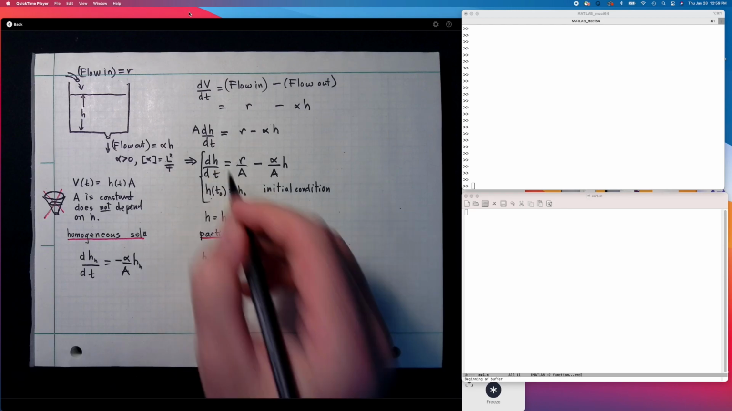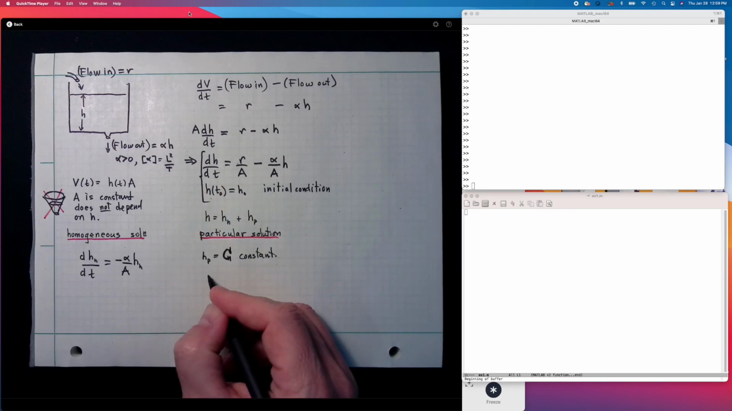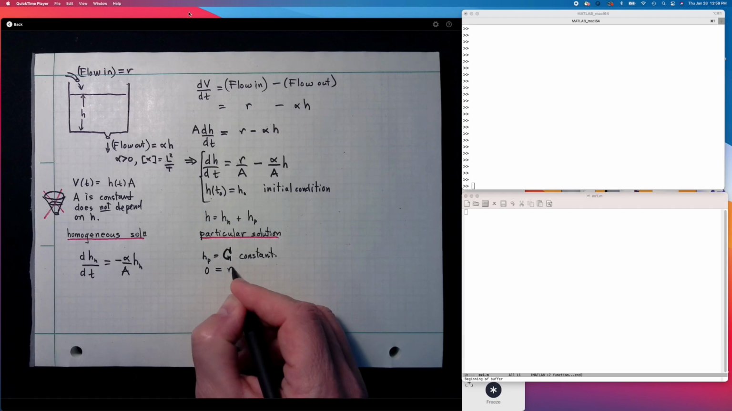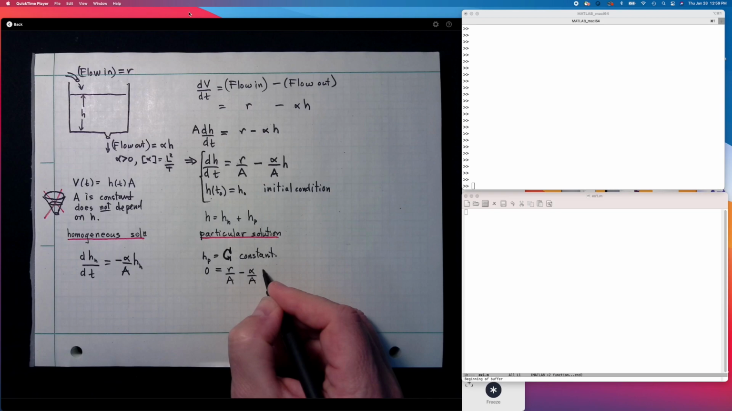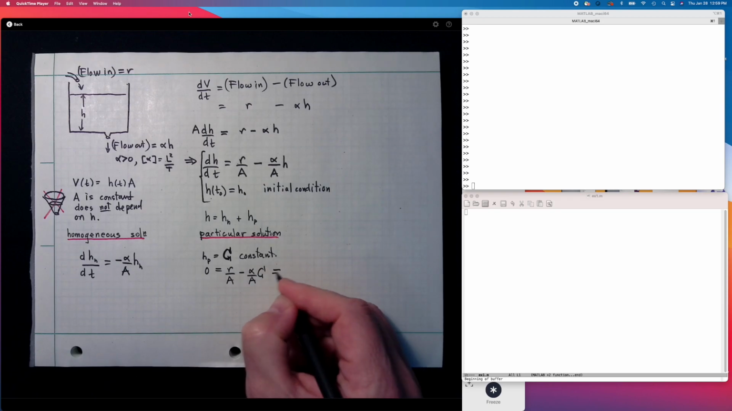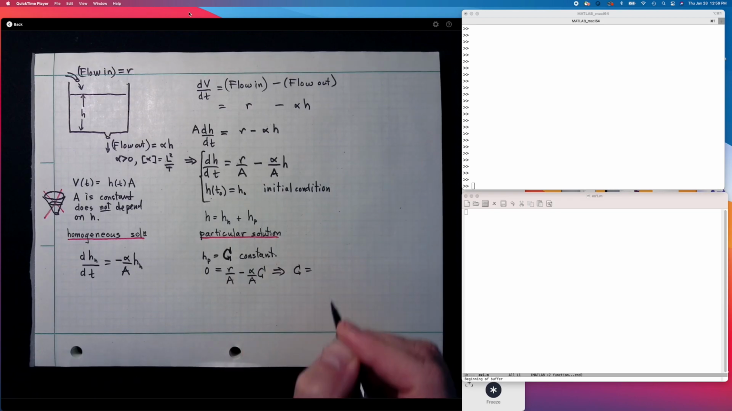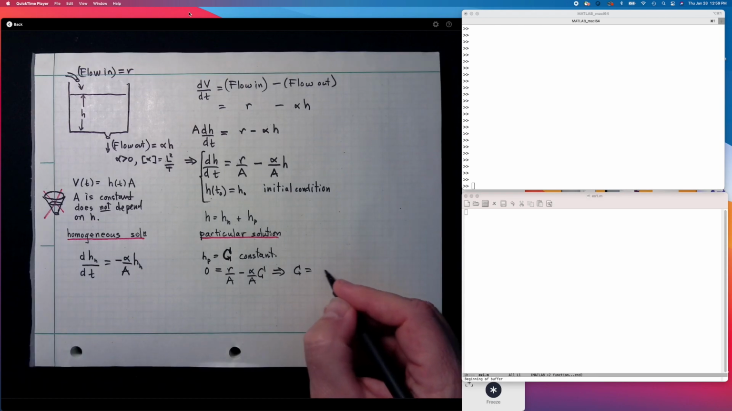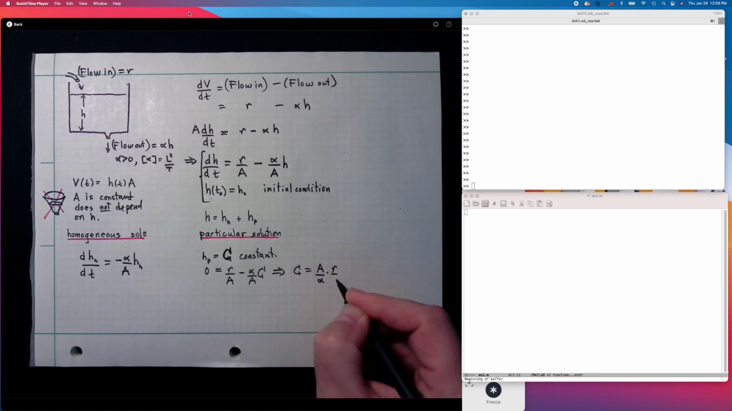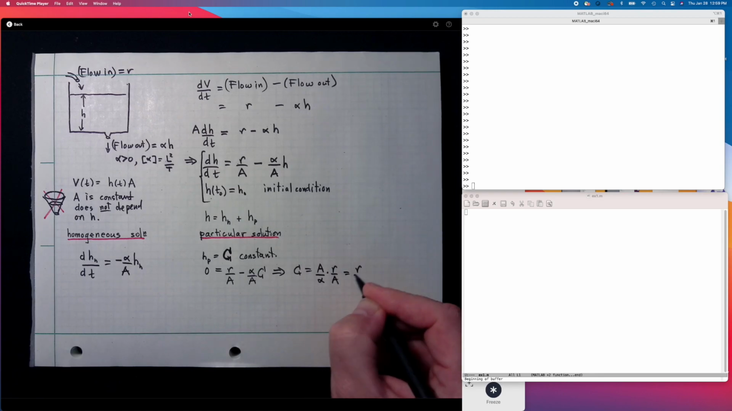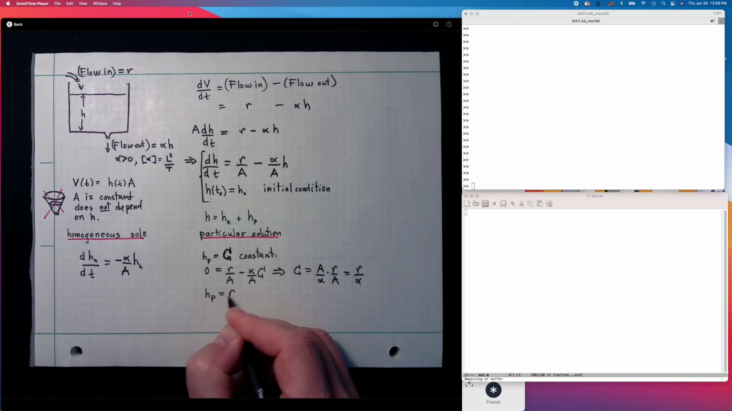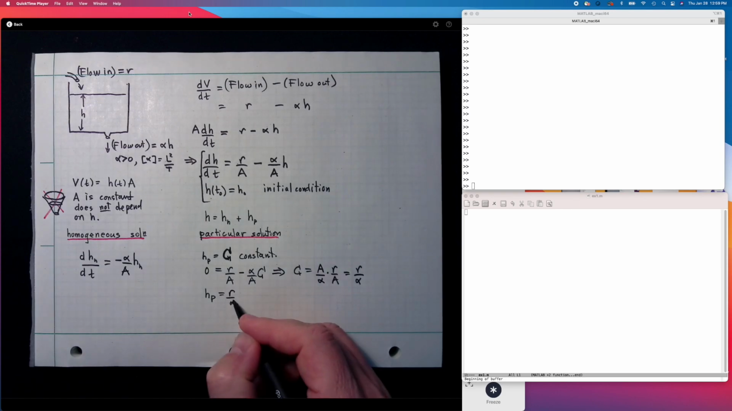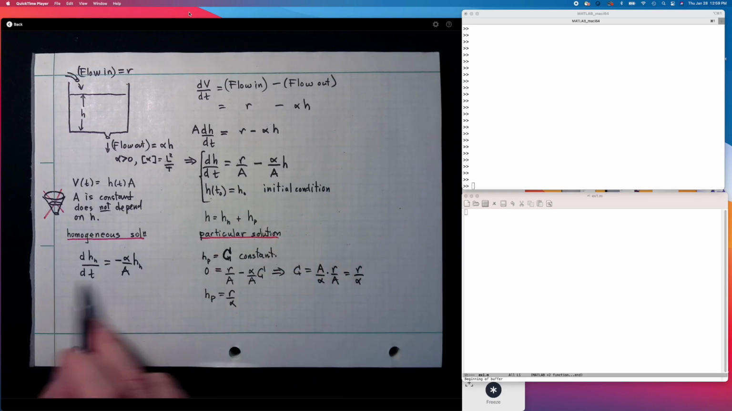And if I substitute this in the equation, dc/dt is 0, so I get 0 is equal to r over a minus alpha over a c. And from here I can solve for c. c is equal to a over alpha times r over a, which is r over alpha. So h_p is just r over alpha. So this was pretty easy to get the particular solution. And now we have to solve the homogeneous one.